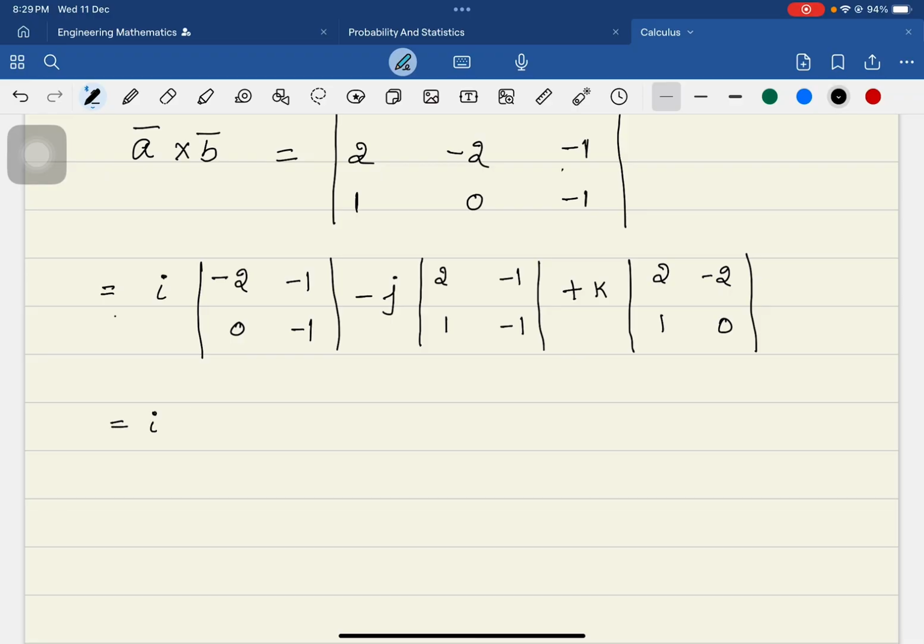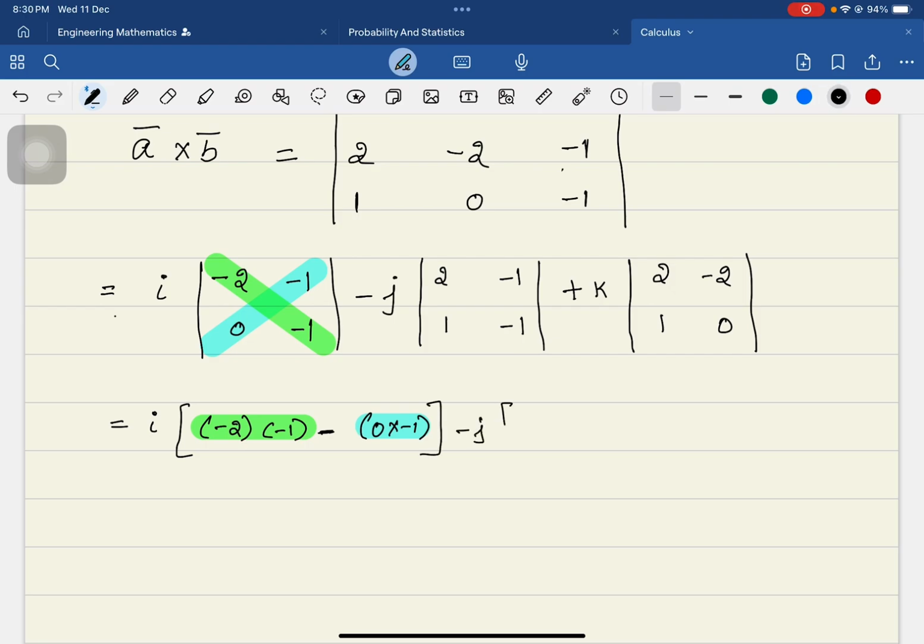Now how to find these values? We first find this value, that is minus 2 into minus 1. First, minus 2 times minus 1, minus, we take the difference of these two products. That means it is 0 into minus 1, and this is minus 2 into minus 1. That product we are considering. I hope you are able to understand. That is the i component.